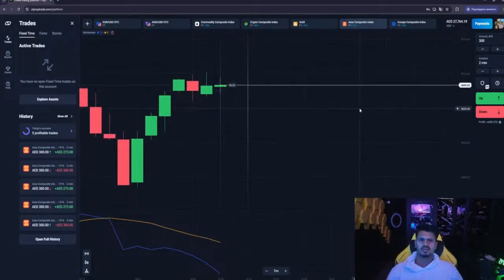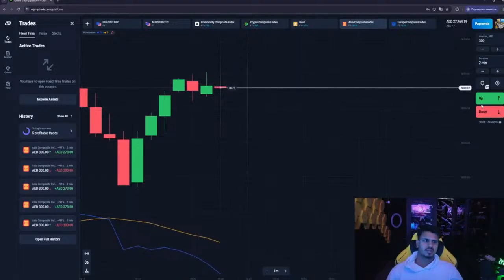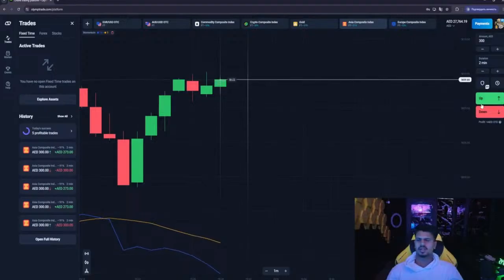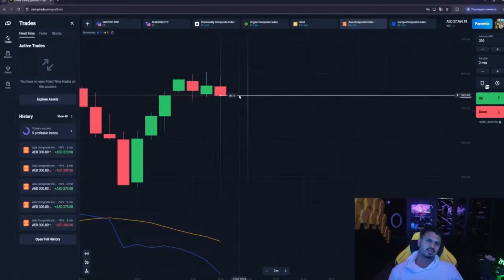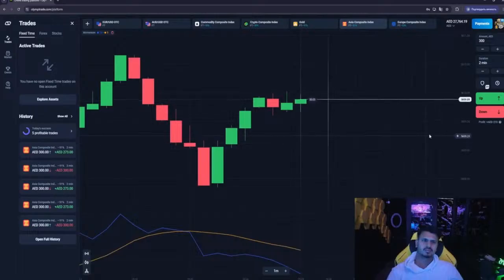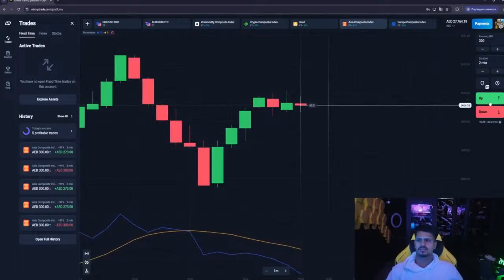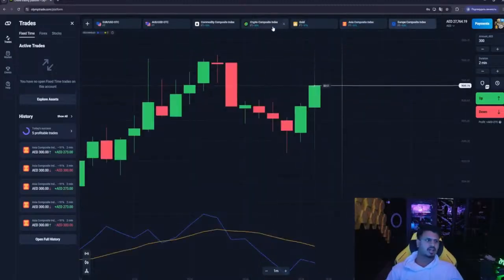And 40 seconds now. 38 seconds. So 23 seconds now. 18 seconds now. 15 seconds now. 12 seconds now. Let's check the other composite index, guys. Are they moving perfectly or not?